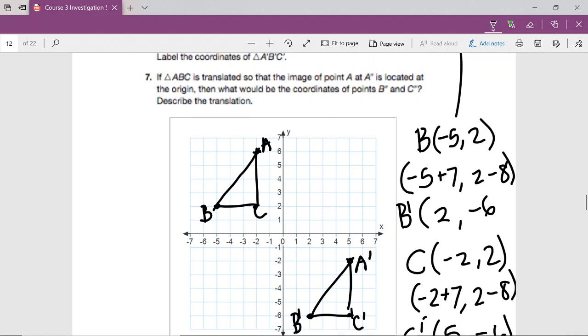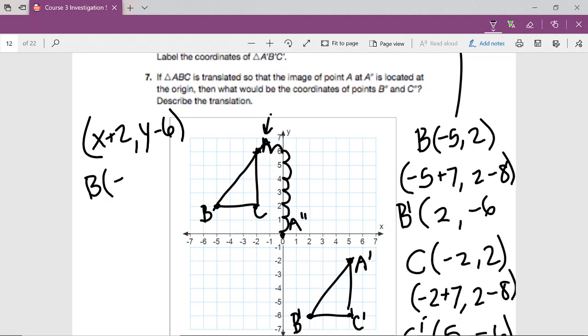Now 7 says, if ABC is translated so that the image of point A, A double prime, is located at the origin, so we want A double prime to be at the origin, then what would be the coordinates of point B prime and C prime? Well, let's see what happened with my original A value to get it to that point. So horizontally, I must have moved 2 to the right, so I must have done x plus 2. And then to get to that A prime, I need to go 1, 2, 3, 4, 5, 6 units down, so y minus 6.